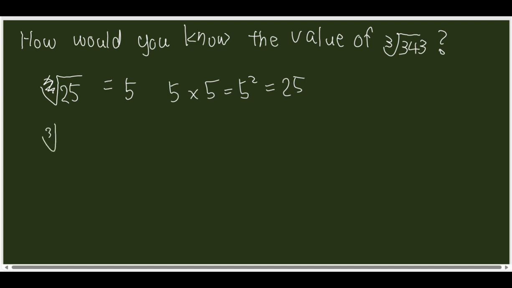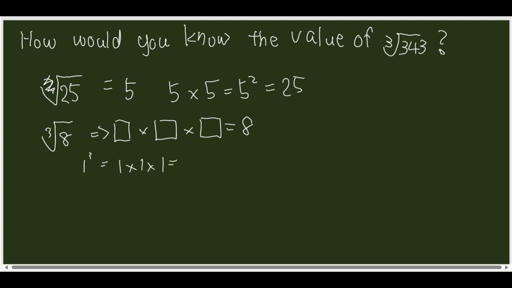For example, what is the third root of 8? This is asking what is the value that, when you multiply it by itself 3 times, you get 8. So you would just go, okay, let's see, 1 cubed is 1 times 1 times 1, which is 1. No, it's not. How about 2 cubed? 2 times 2 times 2, awesome, it's 8. So the third root of 8 is 2. But how would you do this one?